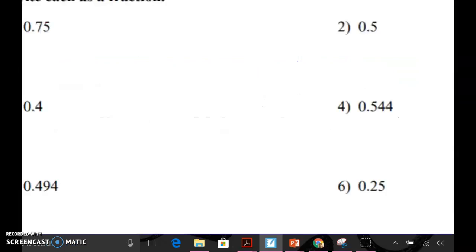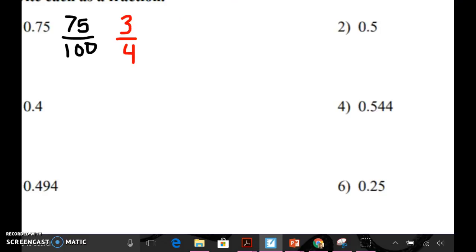Let's try one together. So now let's look at 0.75. But this is actually, 7 is in the tenths place, and the 5 is in the hundredths place. So this is 75 hundredths. And when I read it with its place value, then I know that it's 75/100. Now all I have to do is reduce to lowest terms. So pause the video and write 75 hundredths in lowest terms. And you should have gotten 3/4.